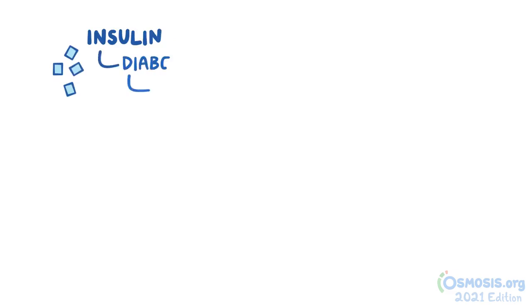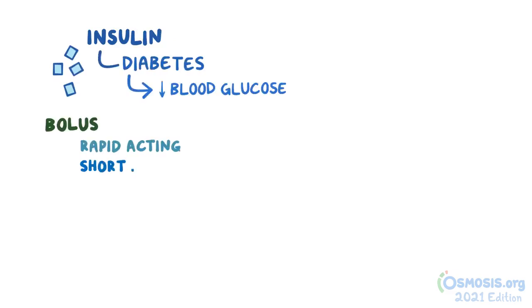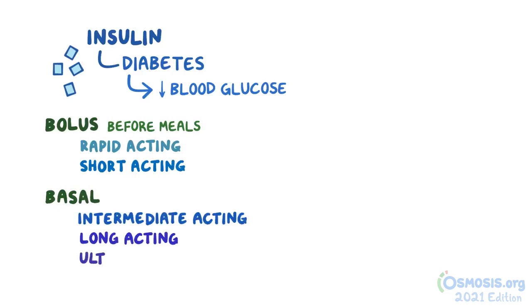Alright, as a quick recap, insulins are given to people with diabetes to lower blood glucose. Bolus insulins, like rapid-acting and short-acting insulins, are given before a meal to control post-meal hyperglycemia. Basal insulins, like intermediate-acting, long-acting, and ultra-long-acting insulins, are given to control the fasting glucose level throughout the day.